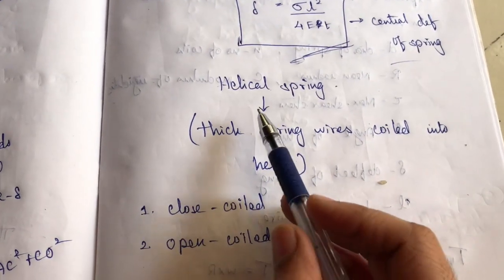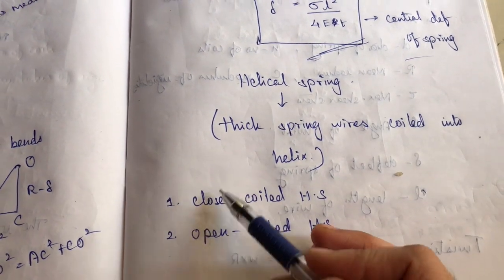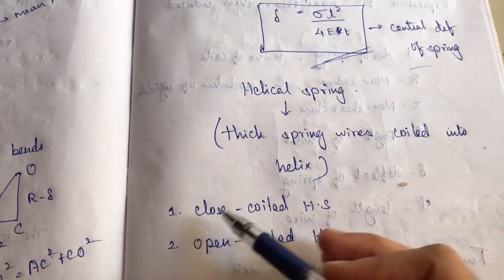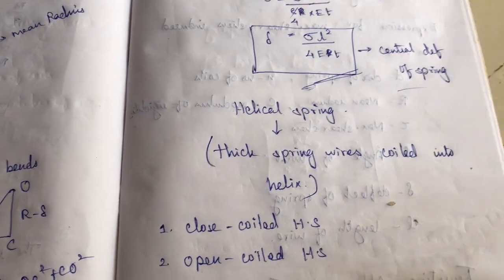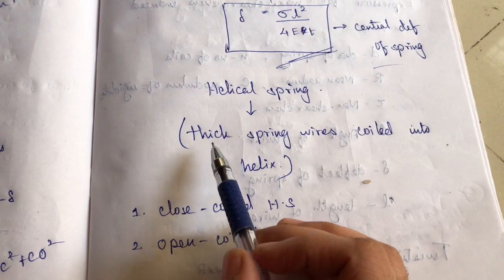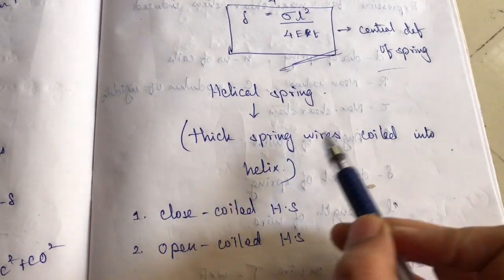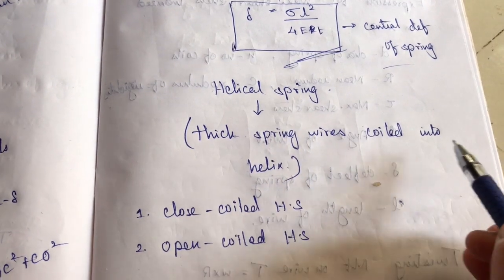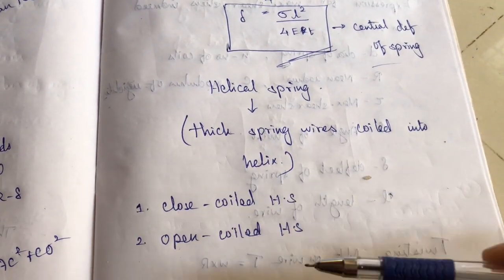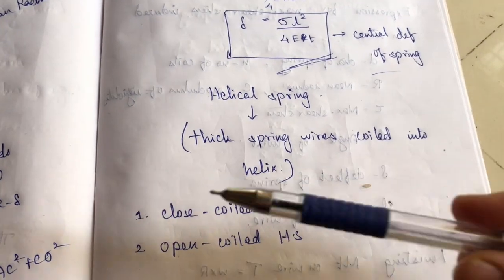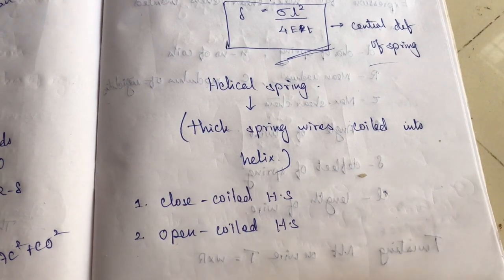Okay, so next one is the helical spring. As I just said, two types are there: closed coiled helical spring and open coiled helical spring, right? And the next one, what is a helical spring? Thick spring wires which are coiled into a helix. So that is what the helical spring is.